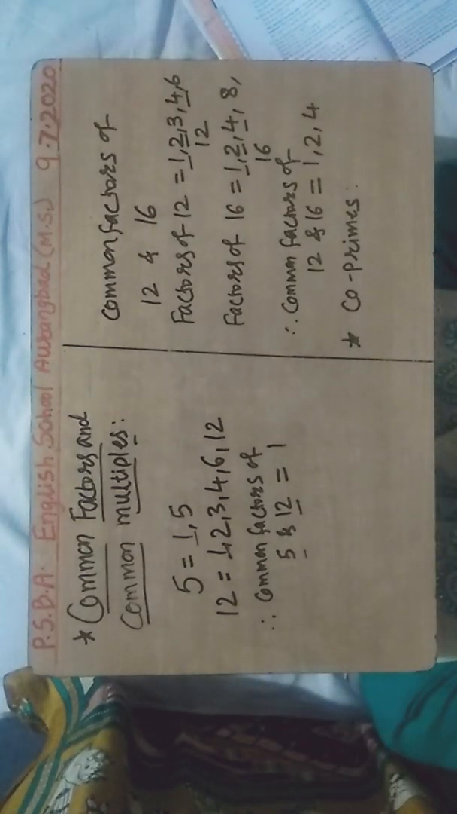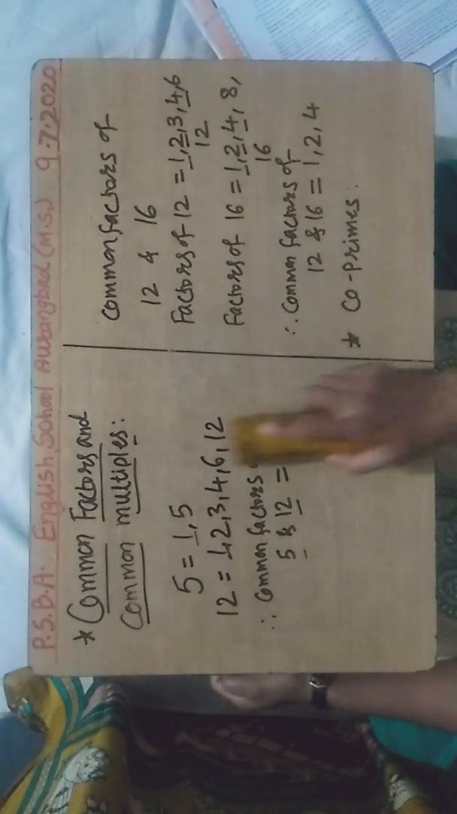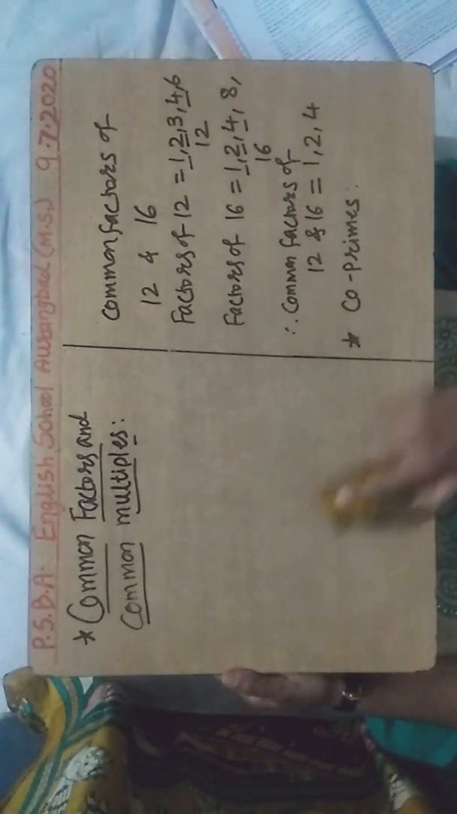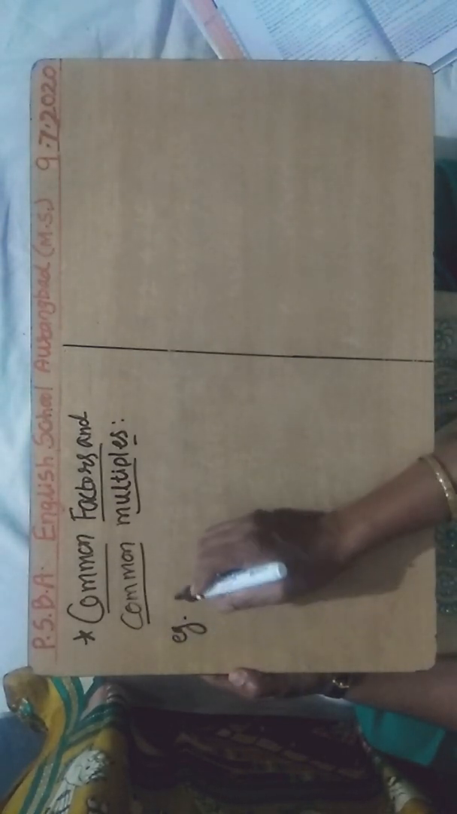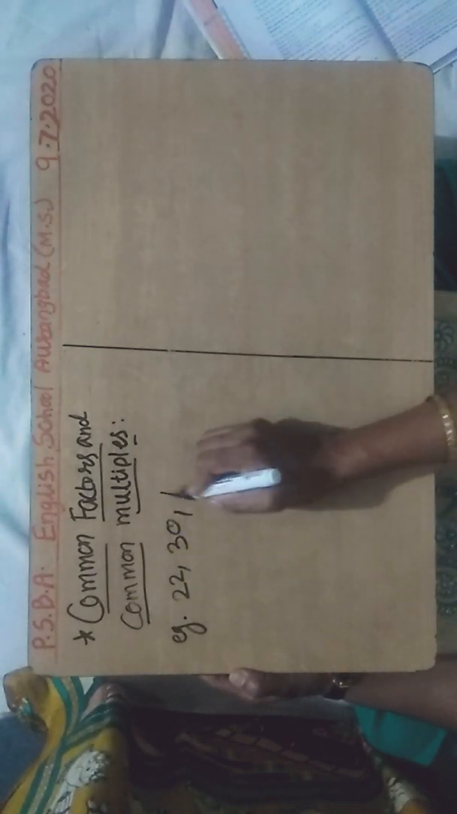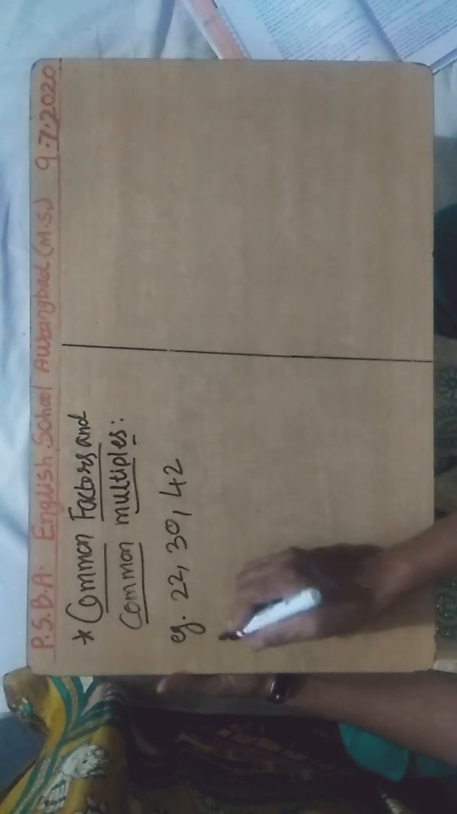So after this, we can easily find, as we have found here, common factors of two numbers. In the same way, we can find the common factors of three numbers also. How to find the common factors of three numbers? Example, suppose here I will write 22, then 30 and one more, suppose 42. These are the three numbers of which we have to find the common factors, right?